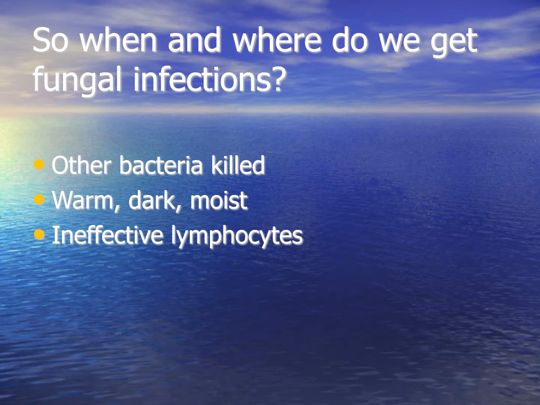Sometimes people have ineffective lymphocytes. The most common example of this is people with HIV. People with HIV will sometimes lose their CD4 lymphocytes, and unfortunately, that puts them at risk for protozoal, also known as parasite, fungal, and certain types of viral infections.